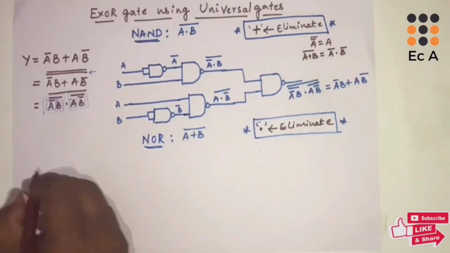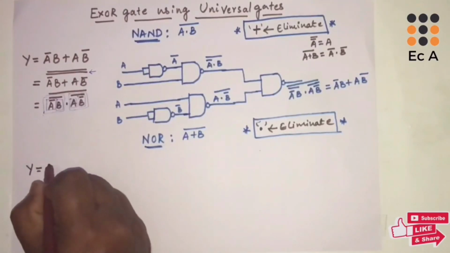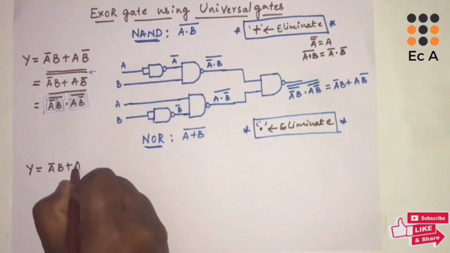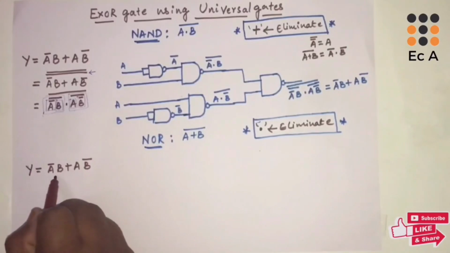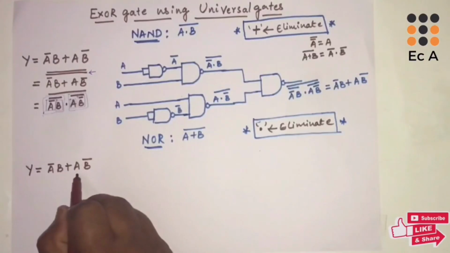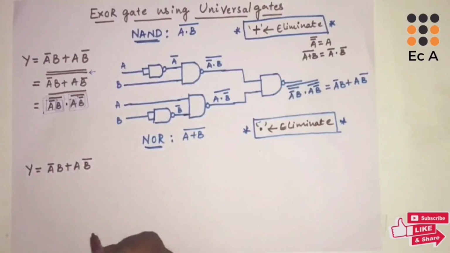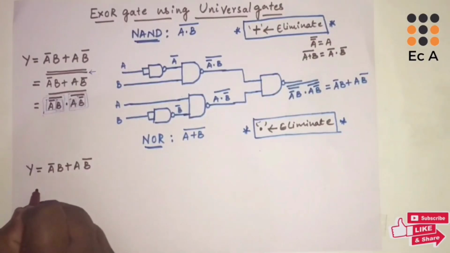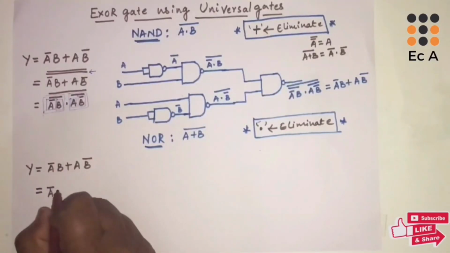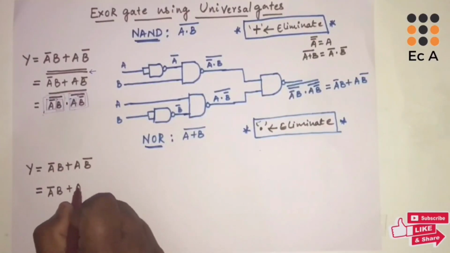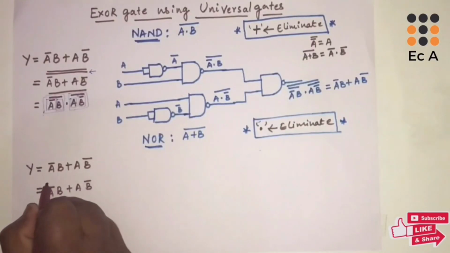Now let us write the expression for XOR gate. y is equal to a bar b plus a b bar. You can see we have an AND operation between a bar dot b, and an AND operation between a dot b bar. We need to eliminate these two. So what we will do is apply an individual whole bar. Let us write the above equation, a bar b plus a b bar, and we will apply an individual whole bar.